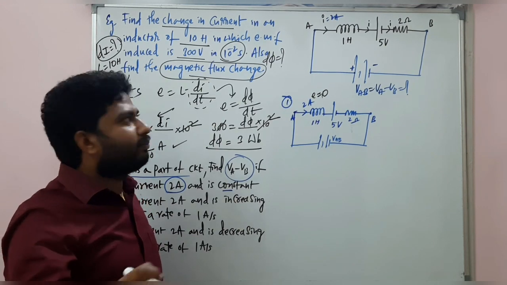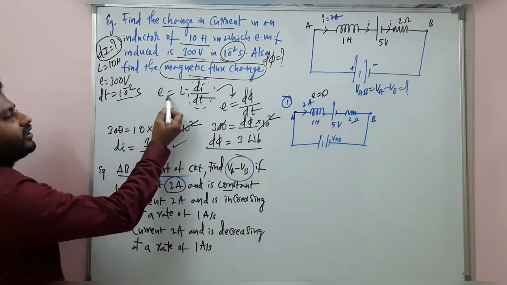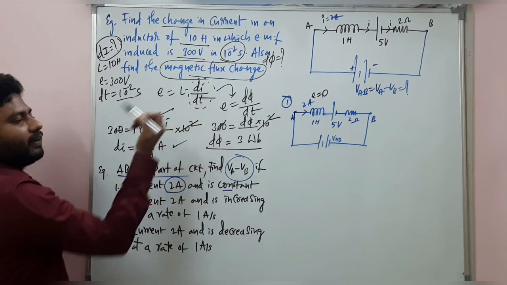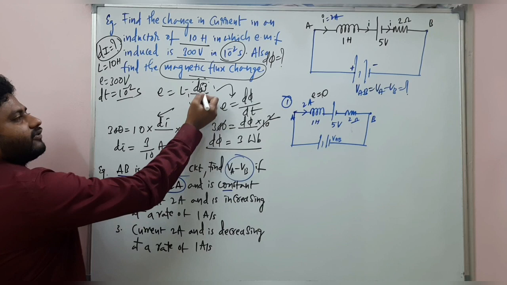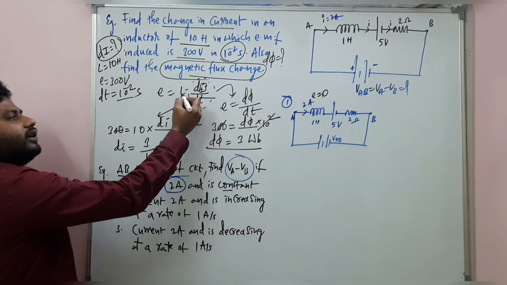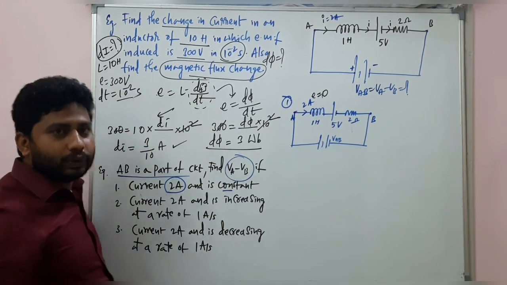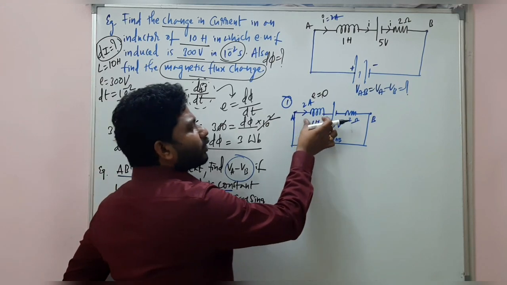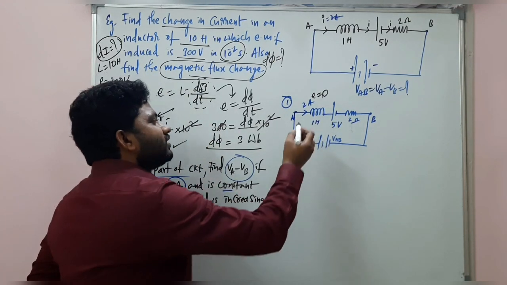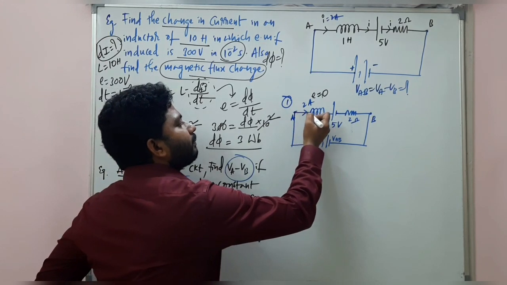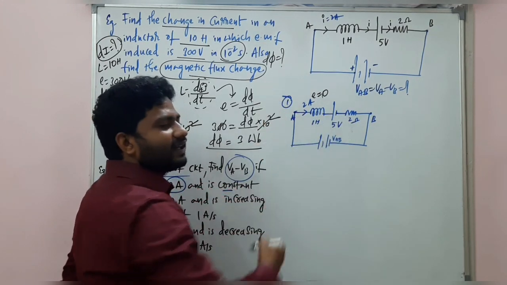Your induced EMF formula is what? E is equal to L into di by dt. So when this current is constant, look at here, d by dt of constant is 0. 0 into L is 0. So the final answer will be 0. So there is no induced EMF produced here. Right? So just 2 ampere current will be passing through this inductor.